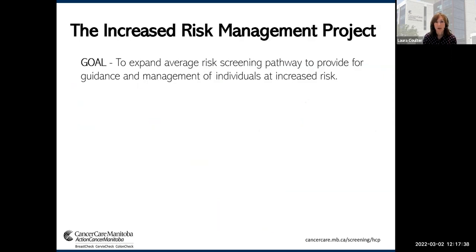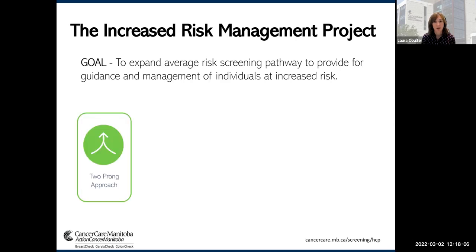We saw an urgent need for guidance and management of individuals at increased risk to address the gaps in care. As our program recruited Manitobans with the assumption of average risk, there was risk for inappropriate screening methods or slipping through the cracks of the current healthcare system. So this project was going to attempt to address the care gaps that currently exist by providing guidelines and management of persons who are at increased risk due to their personal or family health history.